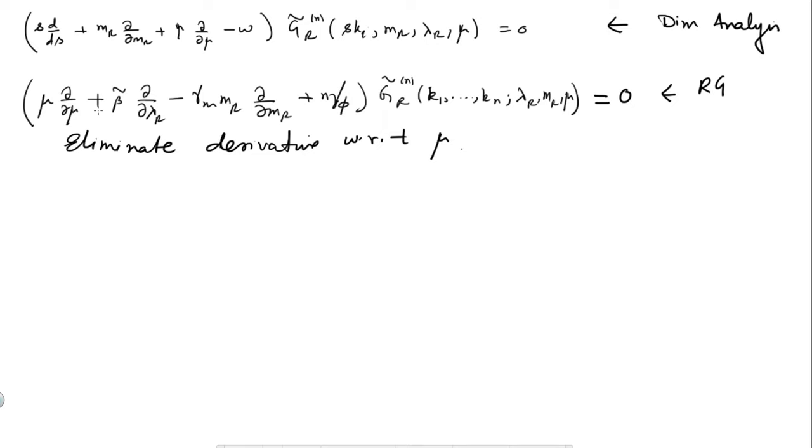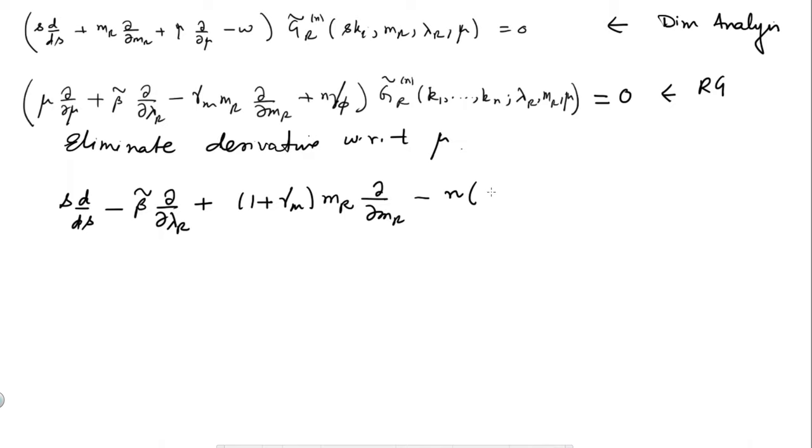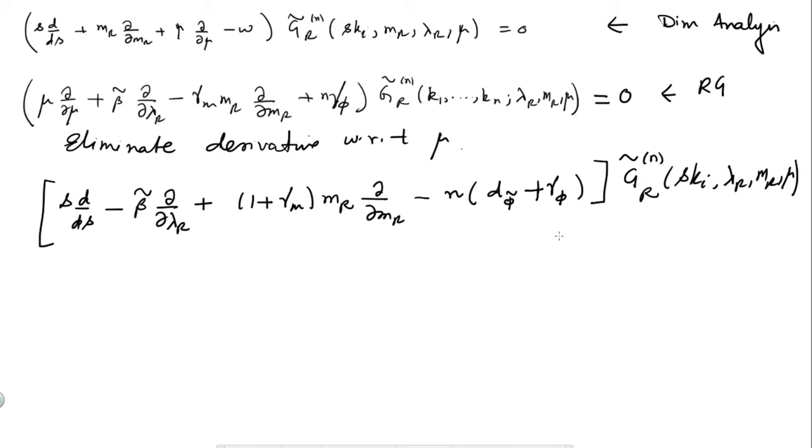So we get s d/ds minus, I'm taking, okay, let me just write β tilde ∂/∂λ_R plus 1 plus γ_m m_R ∂/∂m_R minus n d_φ tilde, okay, instead of omega I am writing n d_φ tilde, because that is what omega was, plus γ_φ. Okay, this is what you get when you eliminate mu.